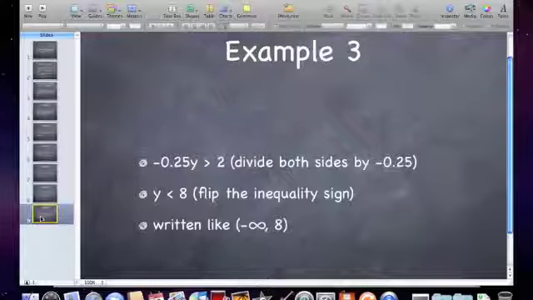Negative 0.25y is greater than 2. You would divide both sides by negative 0.25. y is less than negative 8. Flip the inequality sign. And then it is written like parentheses, negative infinity, comma, negative 8, parentheses.